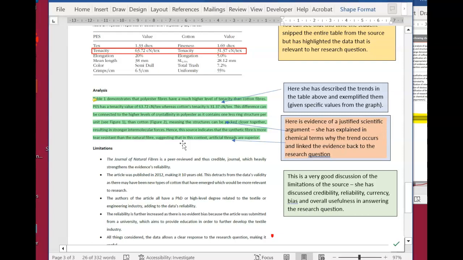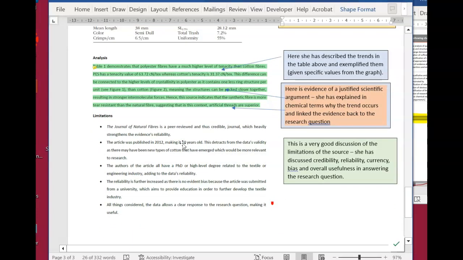She said Table 1 demonstrates that polyester fibres have a much higher level of tenacity than cotton fibres. That's her statement about the pattern or relationship she sees. Then she goes on to exemplify it. PES has a tenacity value of this, whereas cotton is this. The difference can be connected to the higher levels of crystallinity in polyester as it contains one less ring structure. You don't have to understand any of this, but that is an explanation of why PES has a higher tenacity than cotton, linked to the structure of the two chemicals.